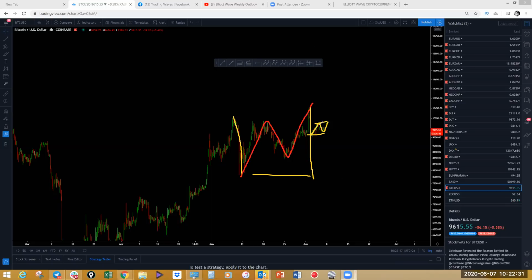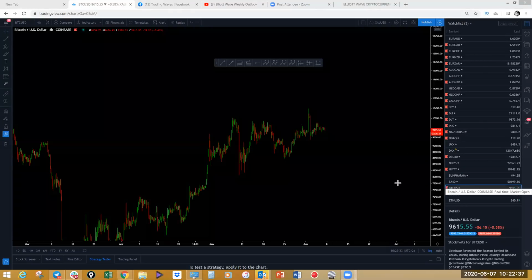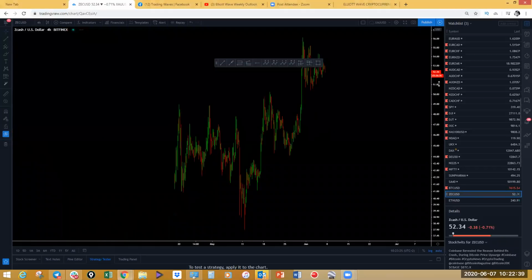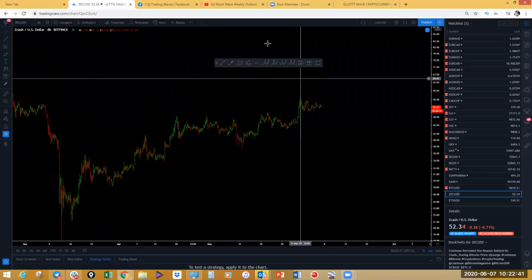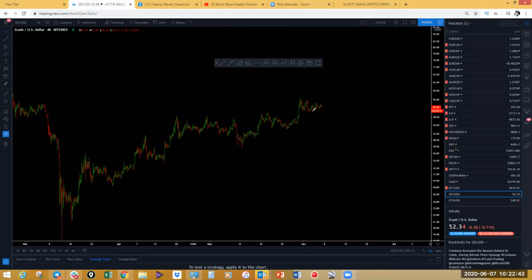As it is now, we're still just going sideways on Bitcoin, and it is the case for the rest of the cryptocurrencies. Zcash is similar as well. Zcash is also just going sideways, three waves down here, three waves up here. We could be just doing this, going sideways before any move to the upside. So Zcash has already broken out of this structure, so correcting here opens up new highs on Zcash.